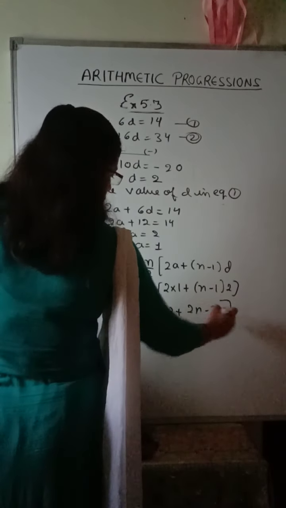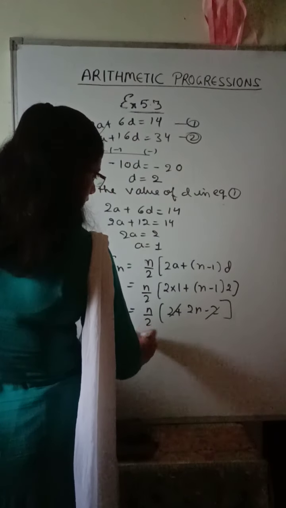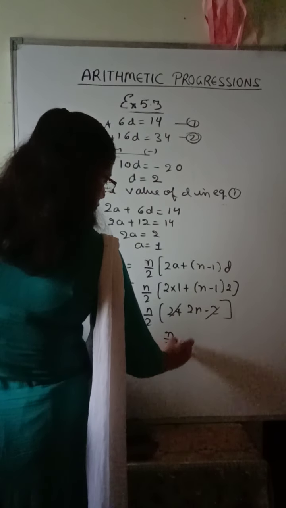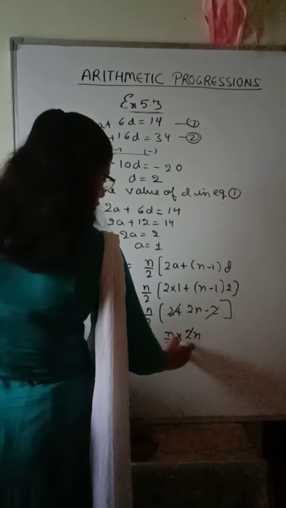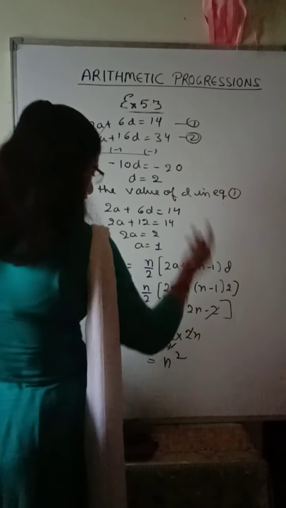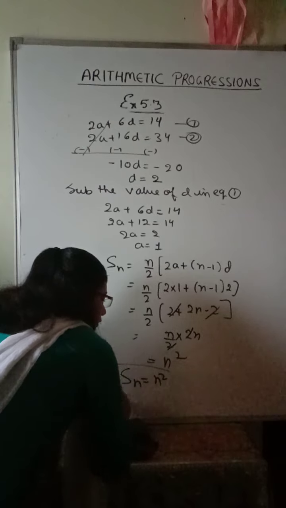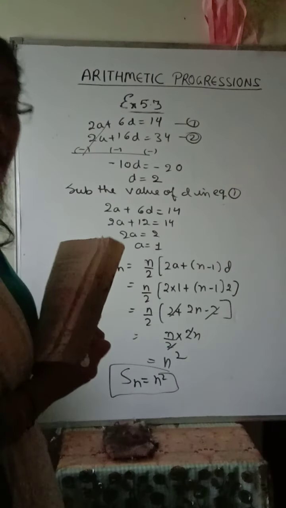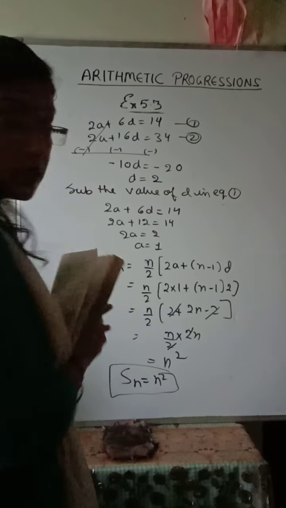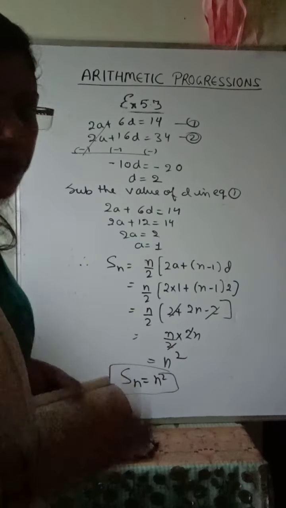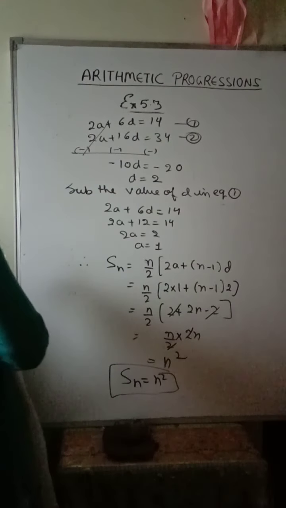Open the bracket. Okay. 2 से 2 cancel. So we'll get n upon 2 into 2n. 2 से 2 cancel. What is n square? ठीक है. तो sum of n terms is n square. Very important question, and please learn what is the answer of this question, n square. Okay. So this should be learned by you.